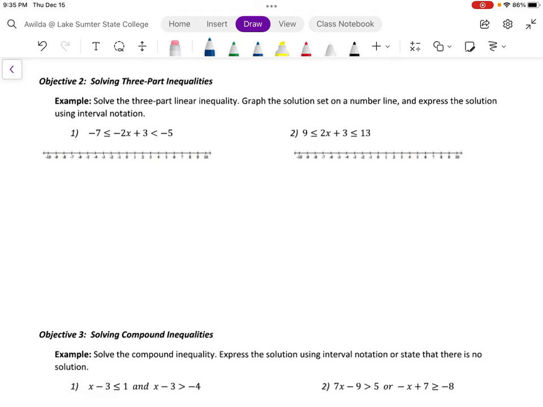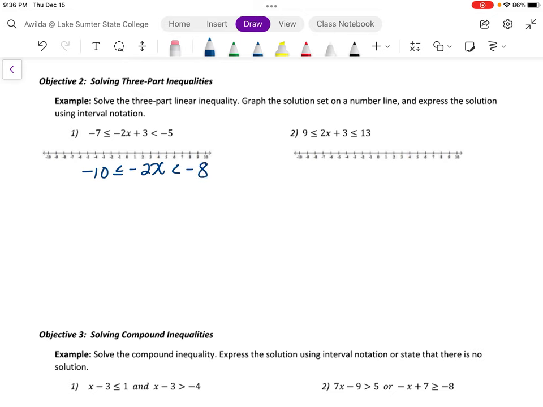To solve a three-part inequality, you have to modify the variable term in such a way that you can get the variable all by itself. But whatever you do to that part of the inequality, you have to make sure you do to all three parts of the inequality. To isolate x in this case, I'm going to start by subtracting 3 from all three parts. So -7 minus 3 will be a -10. -2x plus 3 and then minus 3 will just give us a -2x in the middle. And finally, -5 minus 3 will give us a -8 all the way on the right.